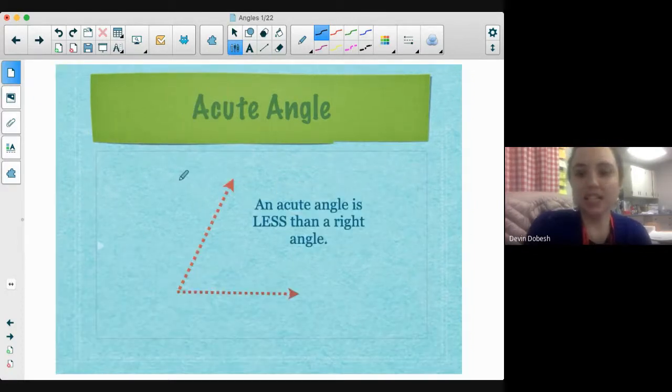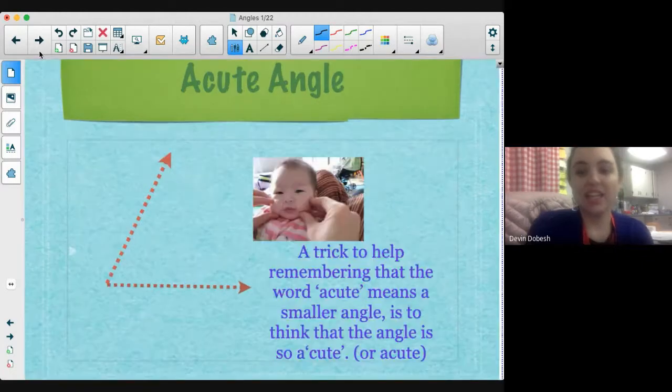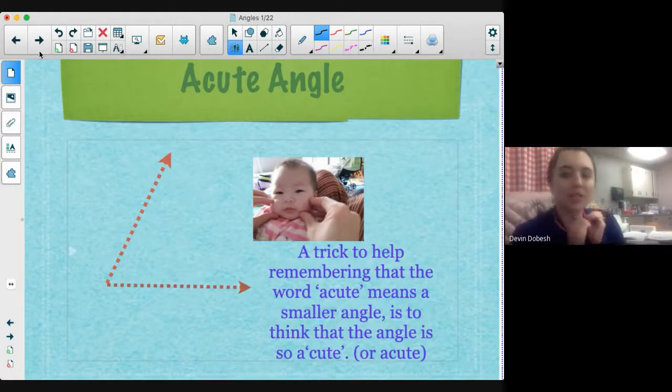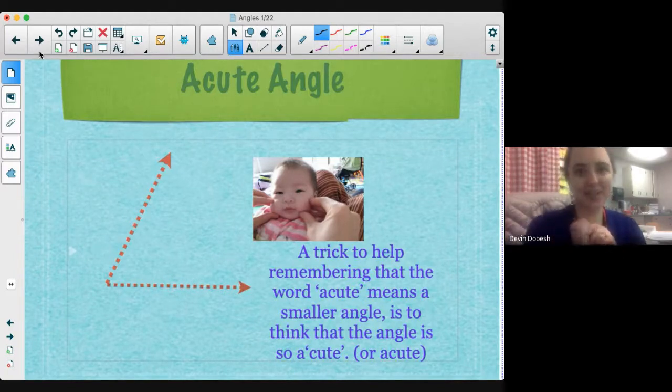Acute angle. An acute angle is less than a right angle. If I try to make my square corner, it's not going to work. It's just going to end up kind of a little tiny curve. An acute angle is less than 90 degrees. A little trick to help you remember what the word acute means is to think of a smaller angle. Think of it as so cute, it's acute.